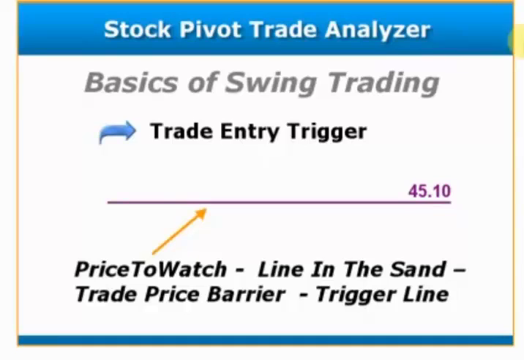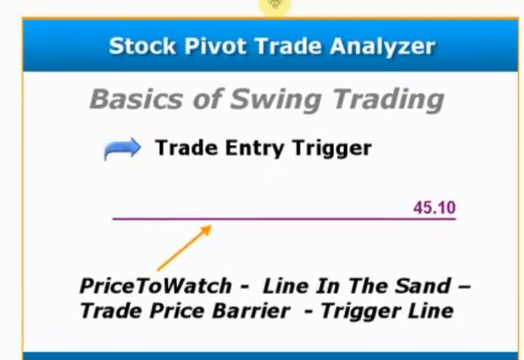Okay, let's get into the actual mechanics of the entries now, so that we can talk about the process from the point of taking entry. Now remember, I said that price to watch, we want to think of it as kind of a trade entry trigger line, a line in the sand. That's your price barrier. That's your visual reference point. When you get a price to watch alert in the software, you want to plot a horizontal line on your chart.